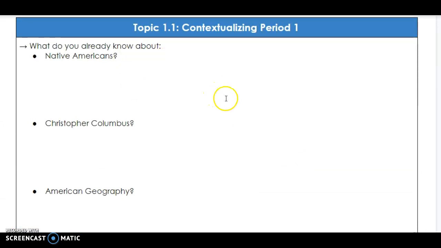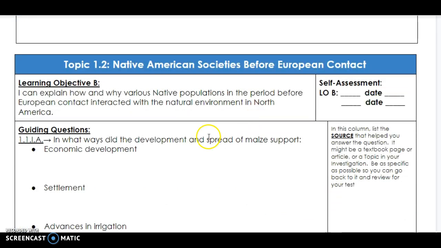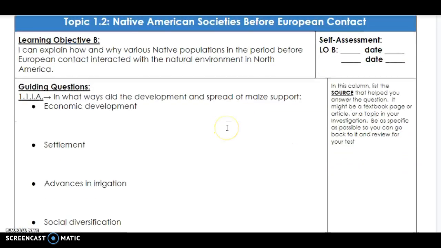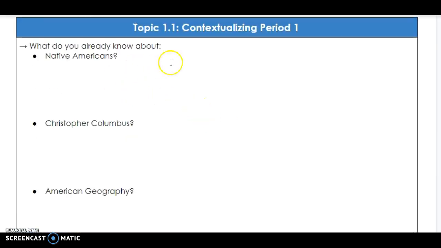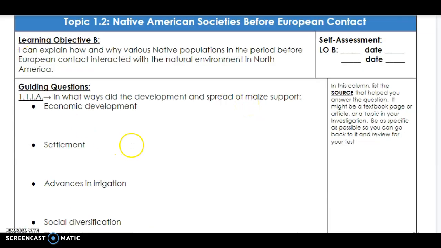That's the minimum requirement. You guys will have a whole week, more than a week, to finish the rest of this. If you want to work on it as you go, that's fine. After you do topic 1.1, I would switch gears, work on investigation number 1. After you complete investigation number 1, come back and complete these questions. You can use your investigation to help you, but try your best to do it based on your knowledge and then go back to your investigation and add to it or answer if you weren't able to.